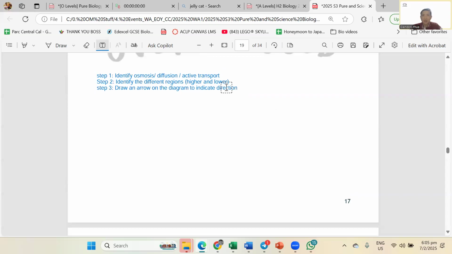So this is generally the 3-step process to doing well for this whole entire topic. Identify first which process it is. Identify the different regions, which one is higher and lower concentration or water potential. Then third, draw the arrow to show the movement. You do all of this, you write your answer, confirm correct.